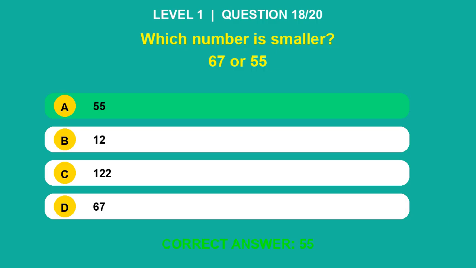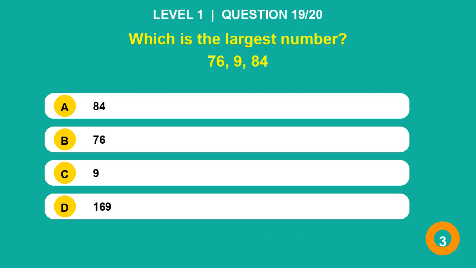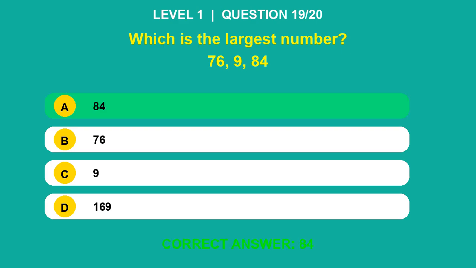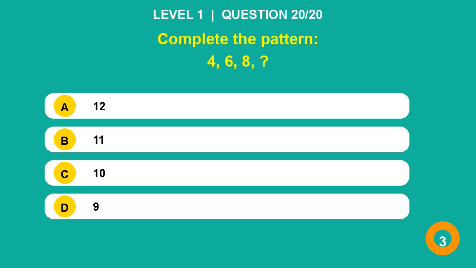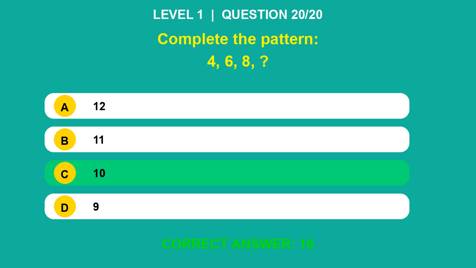Answer is 55. Which is the largest number? 76, 9, 84? Answer is 84. Complete the pattern. 4, 6, 8. Answer is 10.